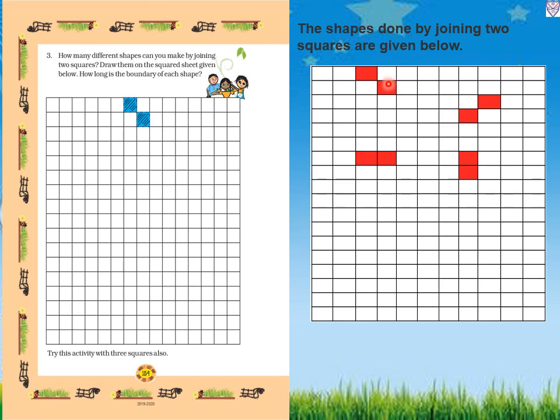See, first we can draw like this way, then next one, with two squares only we have to make joining shapes. Like this we can do, and here this way and this way. So here four types of shapes can be made by joining two squares.